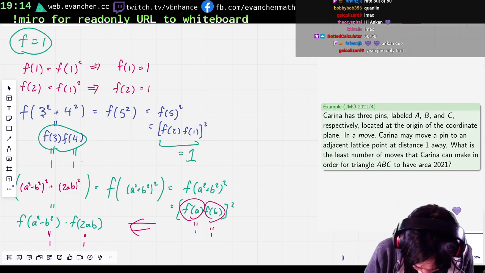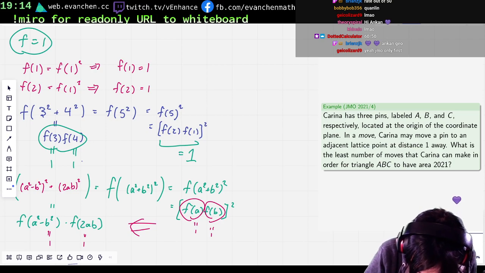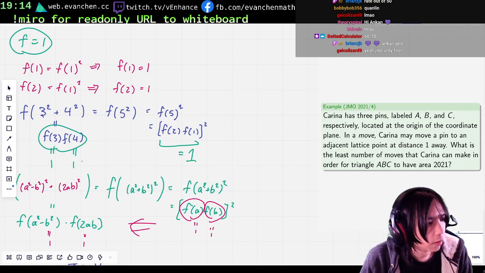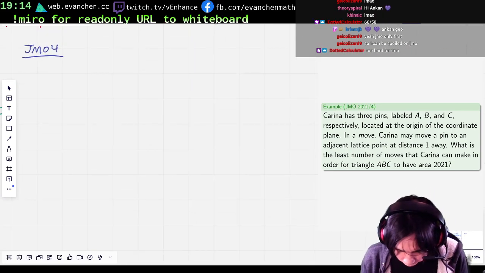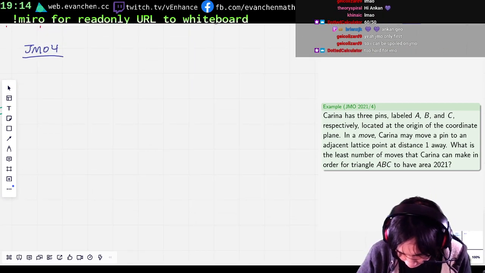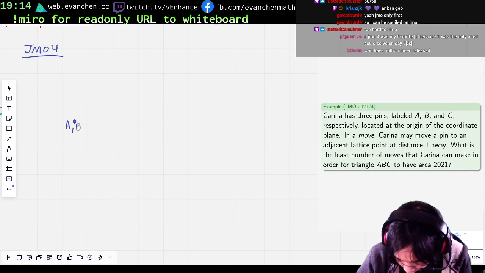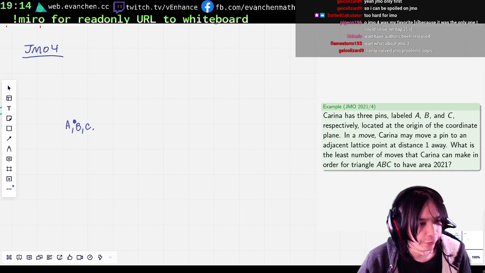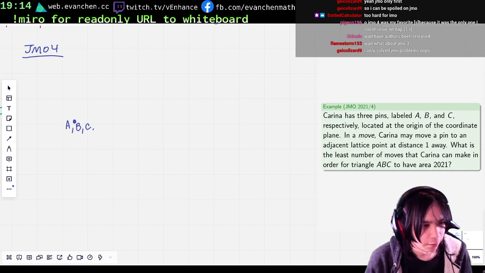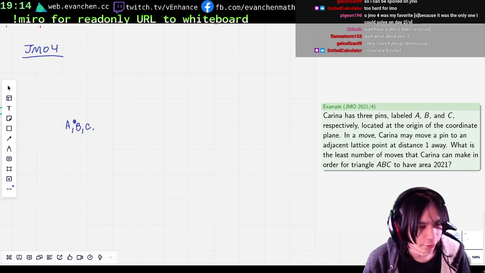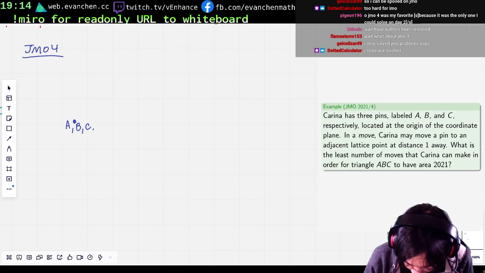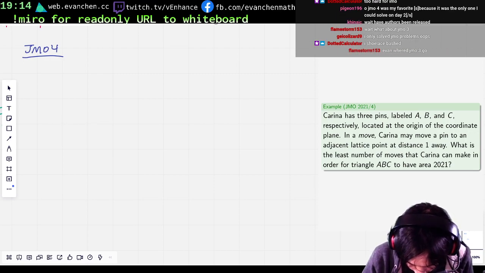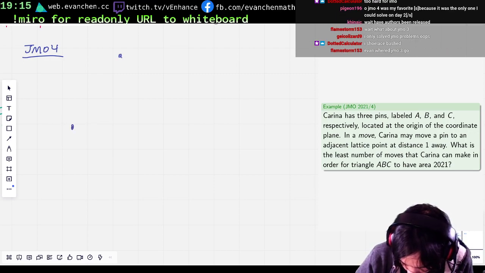Okay, for JMO4. So you have these 3 pins at A, B, and C, and you're allowed to move them by 1 distance, and you want to make a triangle that has area 2021. So let me just look at a generic position of the pins. Let's say you have something like this.